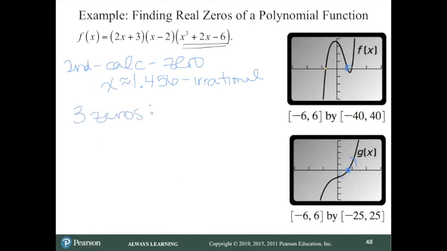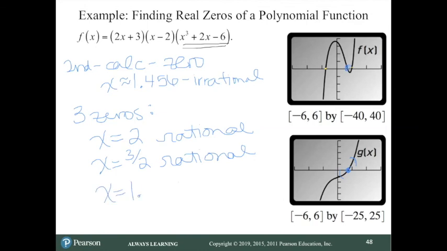We have x equals 2, which is rational. We have x equals 3/2, which is rational. And then we have x equals 1.456, which is irrational.